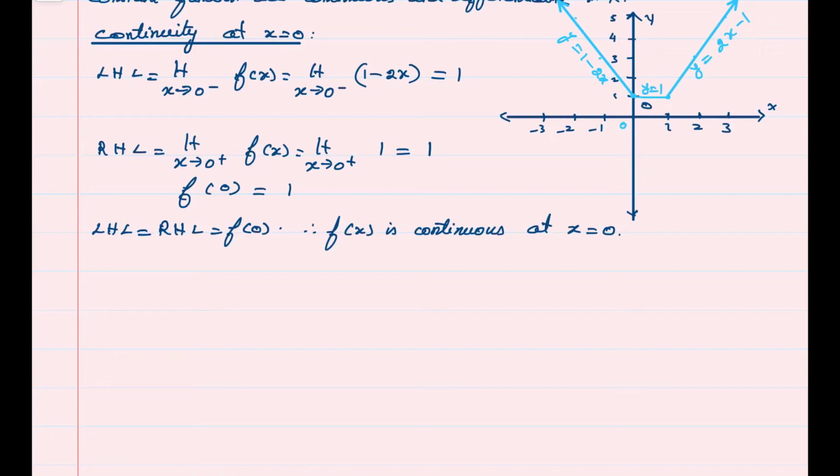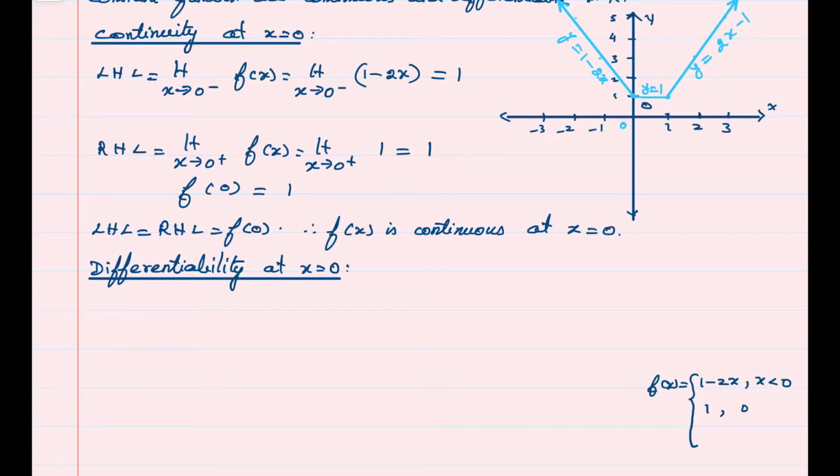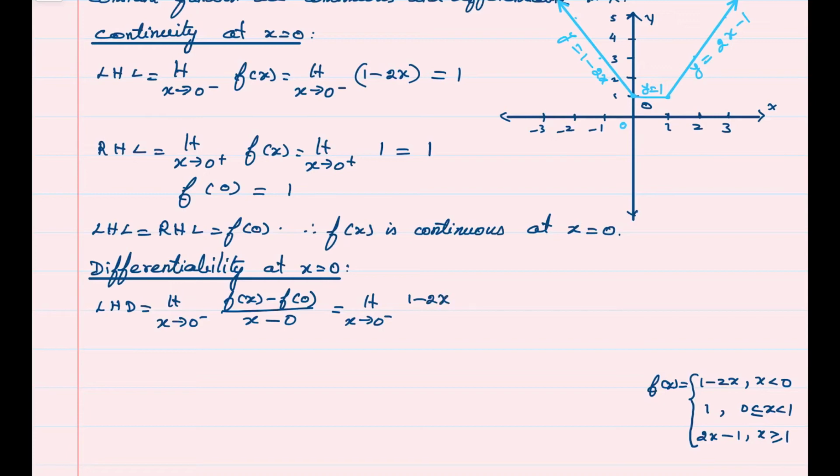Now we will check the differentiability. I will write f of x function here. It will be easy for me to copy the functions. 1 minus 2x for x less than 0, 1 for 0 less than or equal to x less than 1, 2x minus 1 for x greater than or equal to 1. Now LHD is limit extending to 0 minus. For differentiability, formula is f of x minus f of 0 divided by x minus 0. Limit extending to 0 minus, we use less than 0 definition, which is 1 minus 2x for f of x, minus f of 0. When x is 0, f of 0 is 1 divided by x. Limit extending to 0 minus, minus 2x over x becomes minus 2. The answer is minus 2.